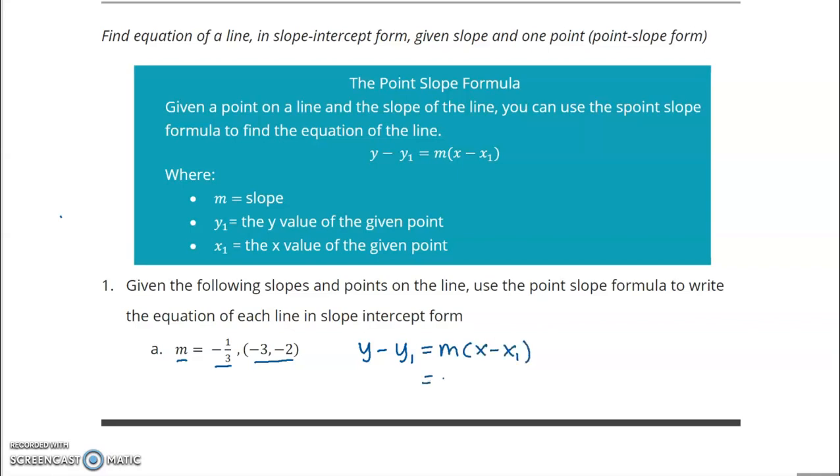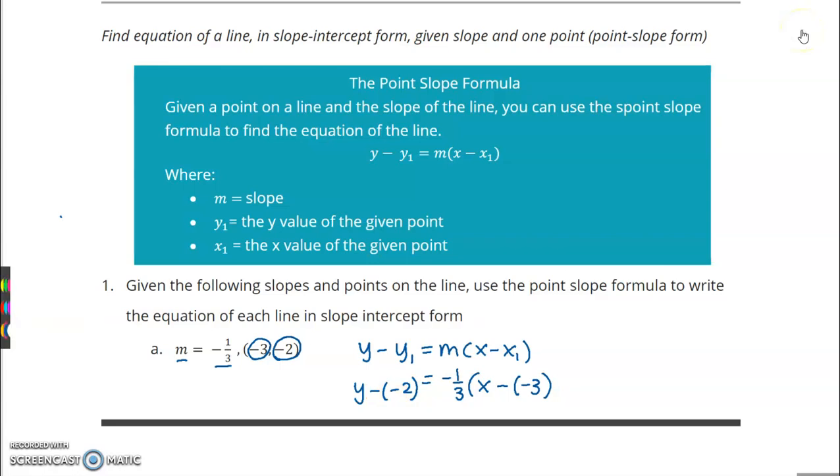Now our m is equal to negative 1/3, then you copy x, minus our x sub 1 will be the x coordinate of our given point here, that is equal to negative 3. So we have x minus negative 3. And then our y sub 1 is the y coordinate of the given point, so that is negative 2. And then we simplify this equation here. The double negatives here, this negative becomes positive.